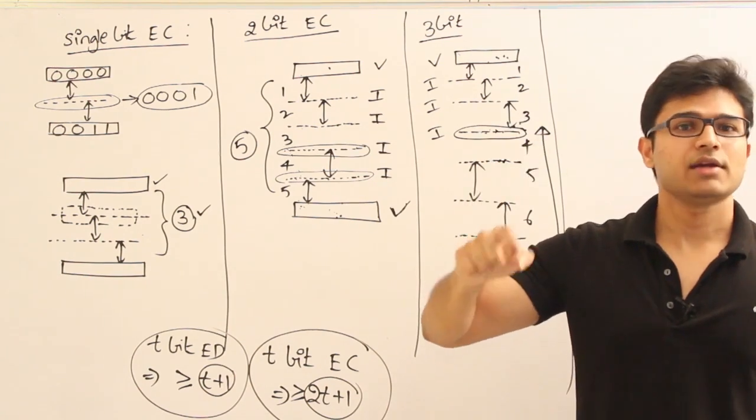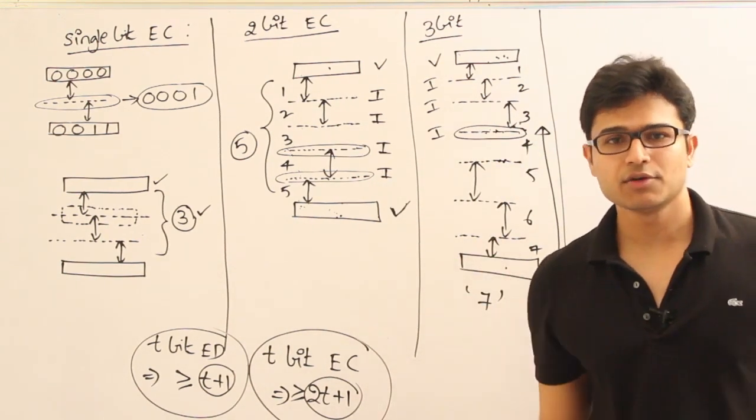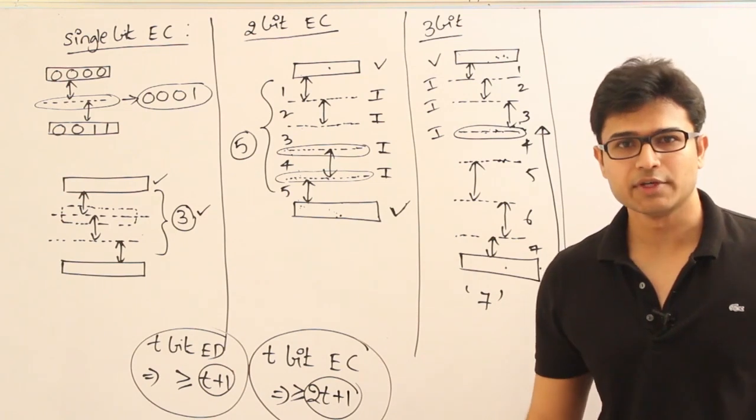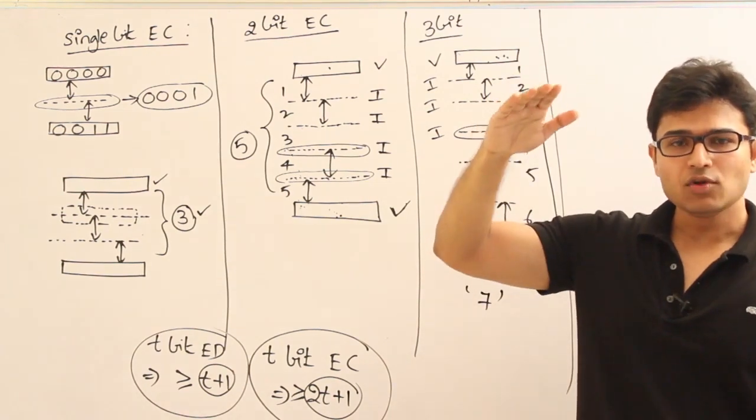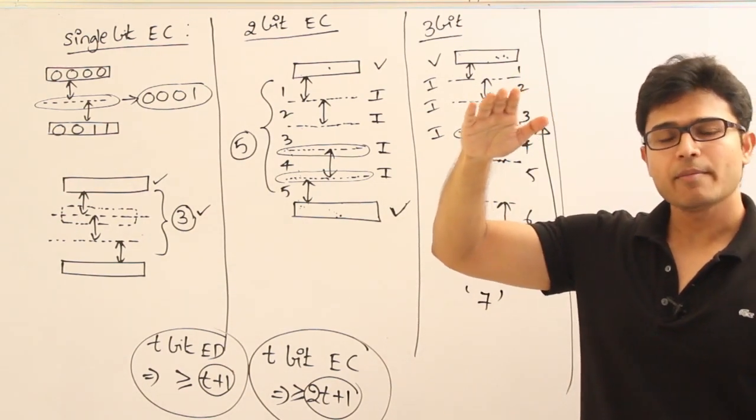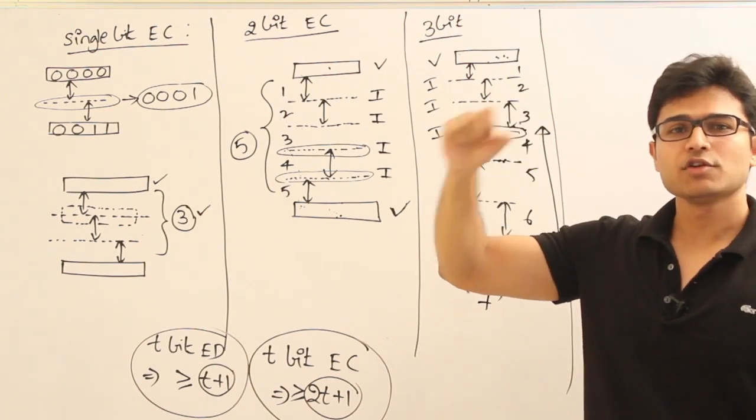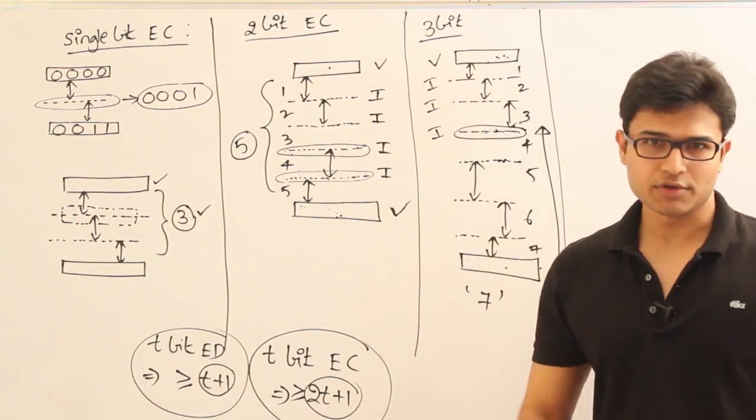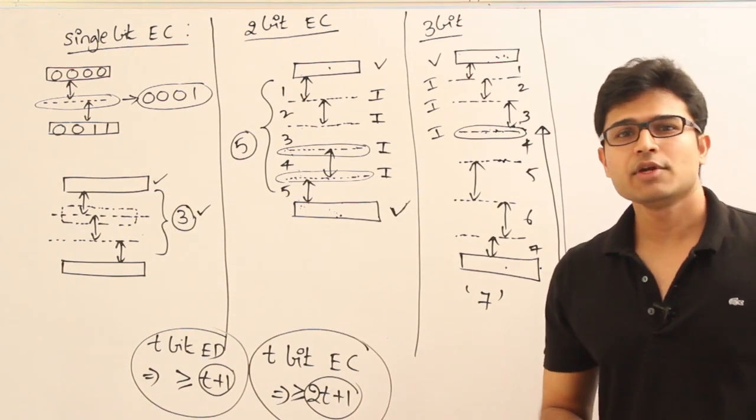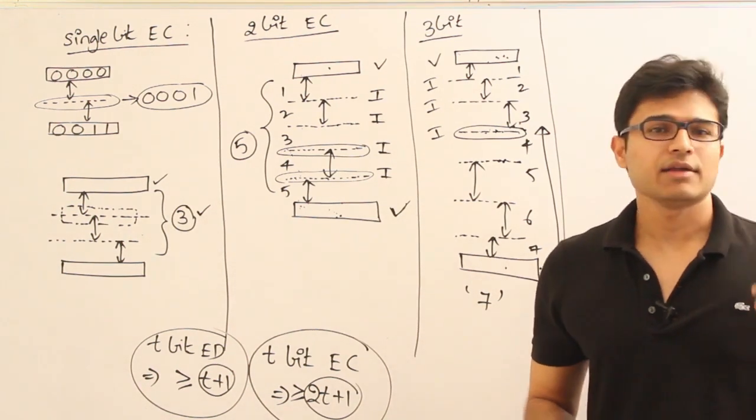The number of patterns that have to be left out as invalid codes are going to increase, which means given a code, you will be able to use only a few of the patterns as valid codes and most of them have to be left out as invalid codes. Then what happens? You might not be able to get all the necessary patterns that you want.